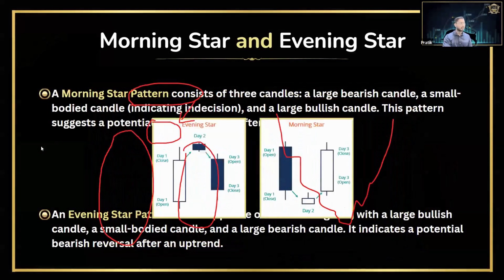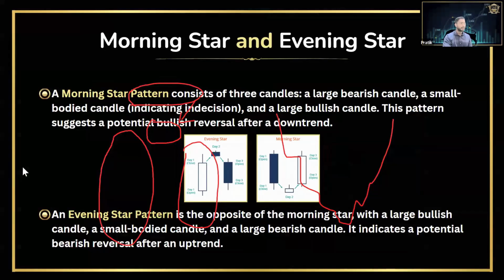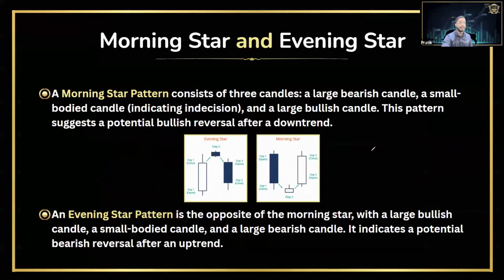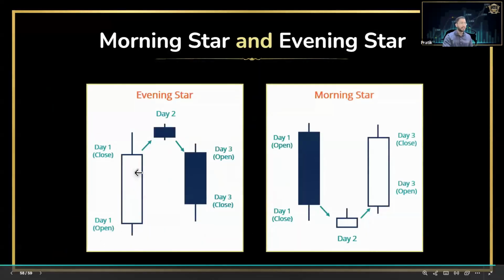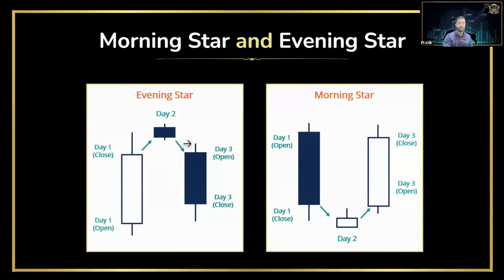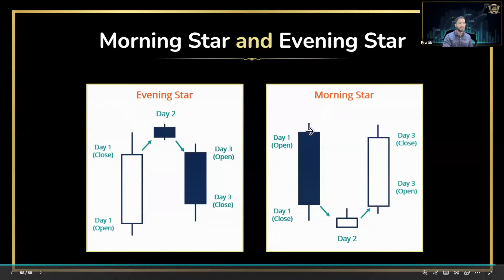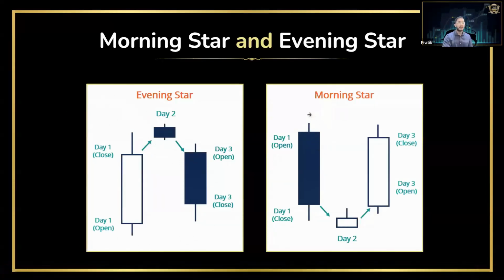So this is the morning star. We see three candles. One candle is a bullish candle here. You see a smaller candle here. Then again it goes down. So these three candles combined form the evening star. These three candles combined form the morning star.